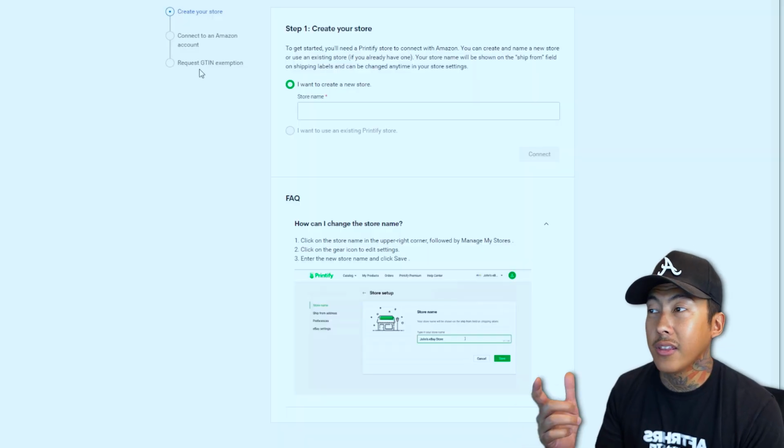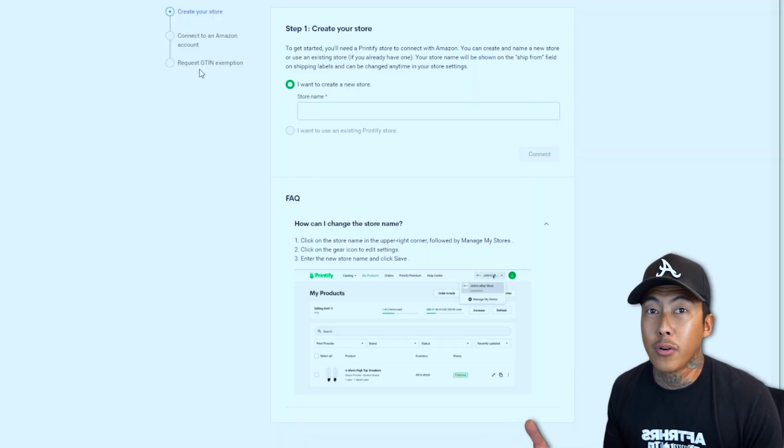And Printify did leave a link here that you can click on, but the link seemed to be broken to be able to follow their instructions. So what you would need to do is head on back over to Amazon, click add a product.